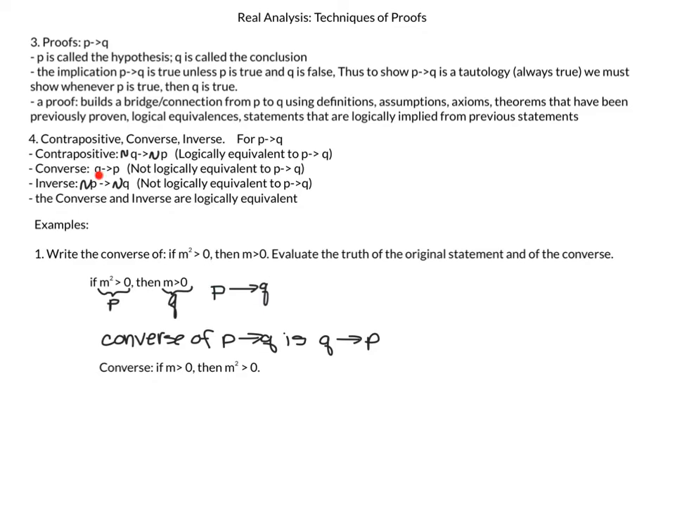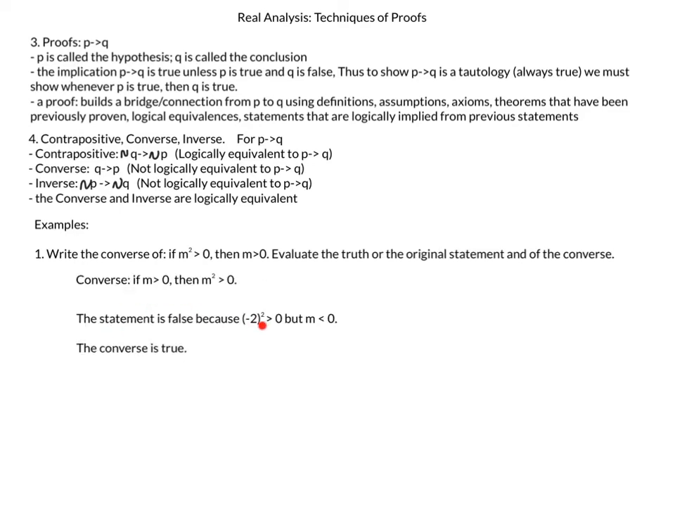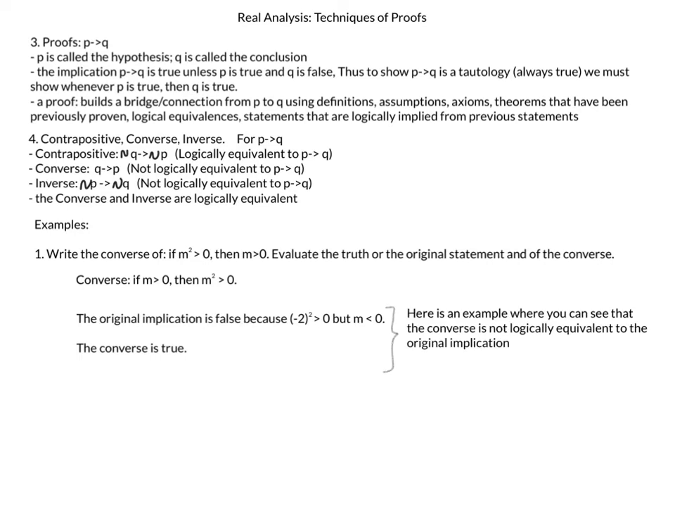To do the converse, I need q implies p. So here's my q: if m is greater than 0, then p, m squared is greater than 0. The original statement is false because, for example, if m is equal to negative 2, m squared is greater than 0, but m itself is less than 0. However, the converse is true. So here, because the original implication is false but the converse is true, you have an example where you can see the converse is not logically equivalent to the original implication.